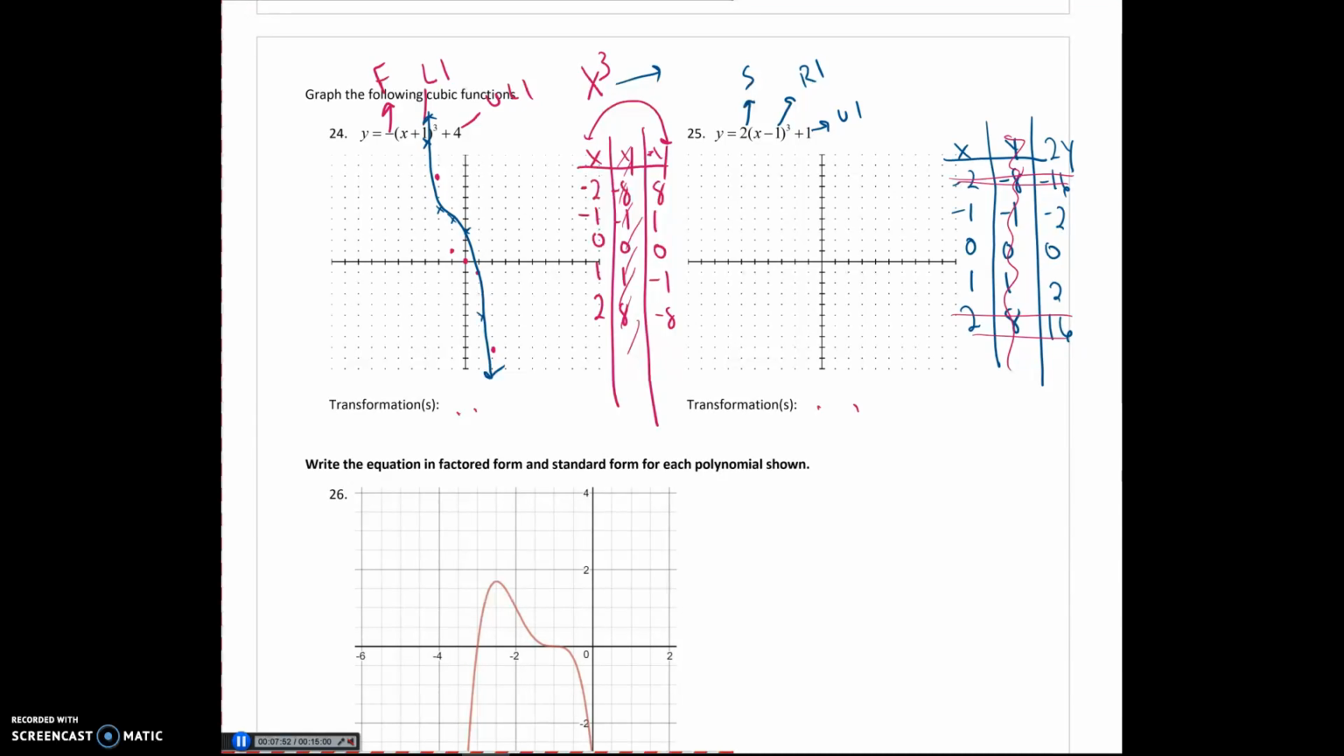So starting with the stretch, -1, -1, stretch down to -1, 2. We got 0, 0, and 1, 2. And now I'm going to take those points and move them right 1, up 1. And then just because I know the shape, there we go.